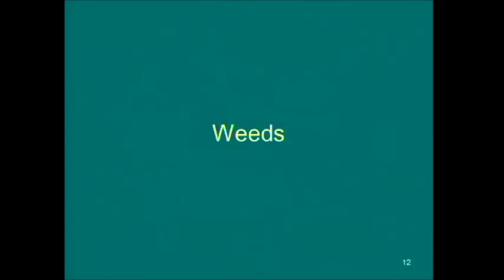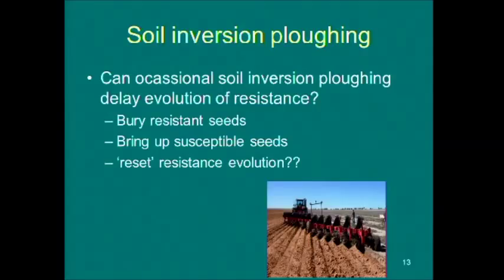All right, so I'll get on to weeds. The first example here is soil inversion ploughing, whether occasional moldboard ploughing can delay the evolution of resistance. The idea is that you bury the resistant seeds, perhaps you bring up some susceptible seeds that are down lower in the soil, and the idea is you reset the resistance evolution.